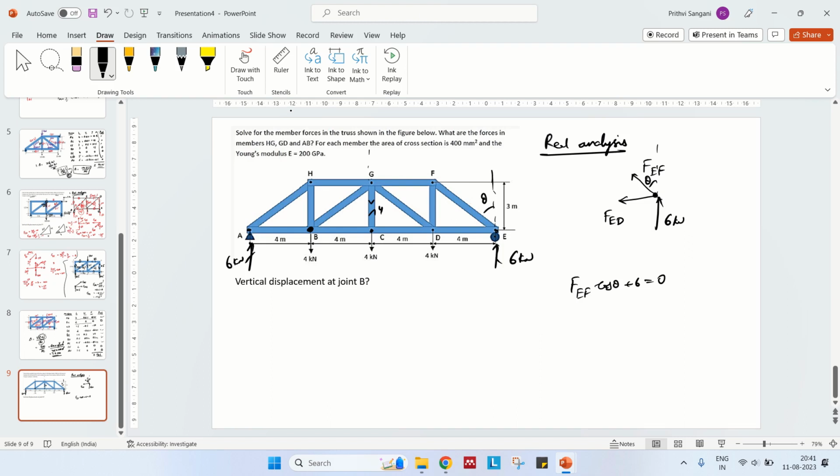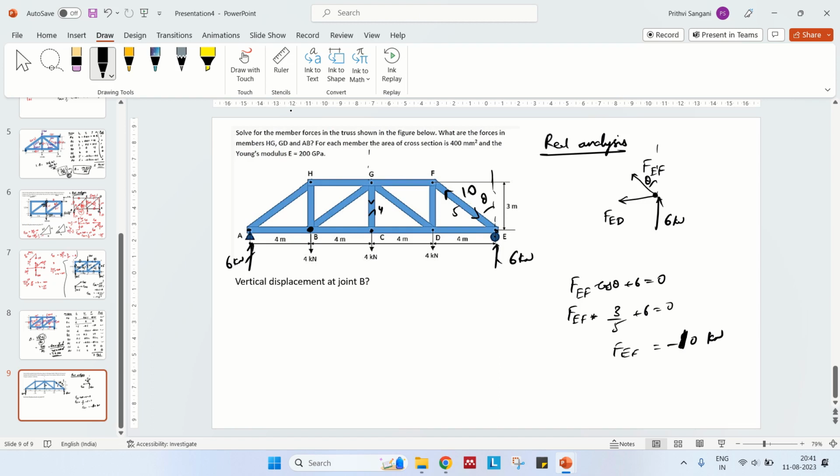This is 0. So this is 3, this is 4, this is 5. So cos theta is F_EF cos theta, 3 by 5, plus 6 is 0. So F_EF is minus 10. Sorry, minus 10 kilonewtons. So that means this is the compression. Okay.